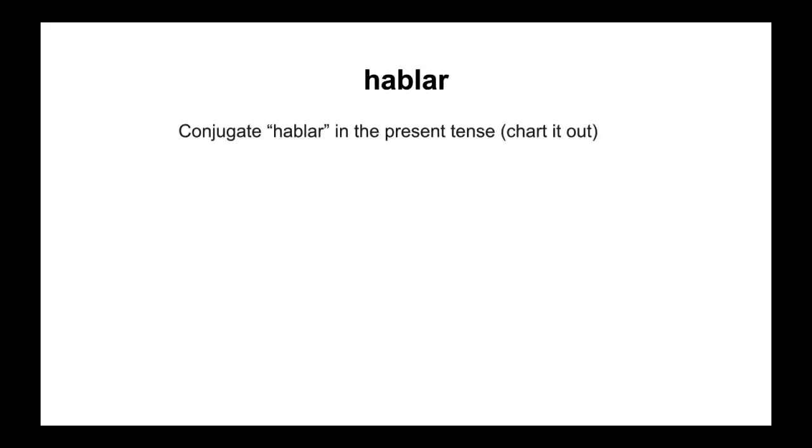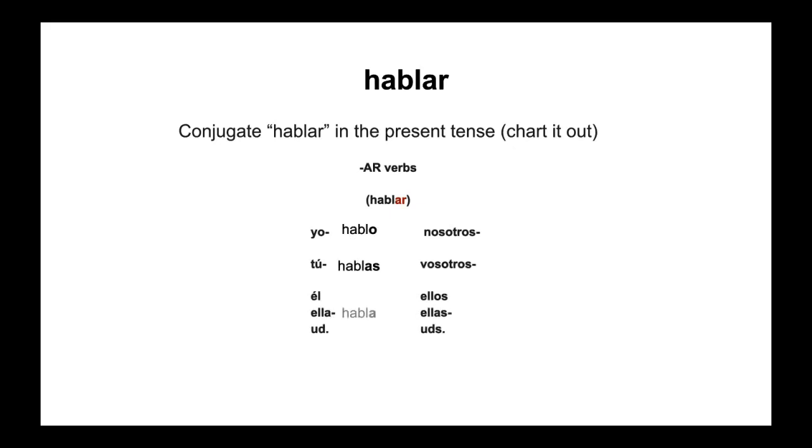Okay, so when I tell you to chart out a verb for me in the present tense, this is what I mean. Hablar. You put it in all 6 forms. Yo hablo, tú hablas, él habla, ella habla, usted habla. Nosotros hablamos, vosotros habláis. Ellos hablan, ellas hablan, ustedes hablan.